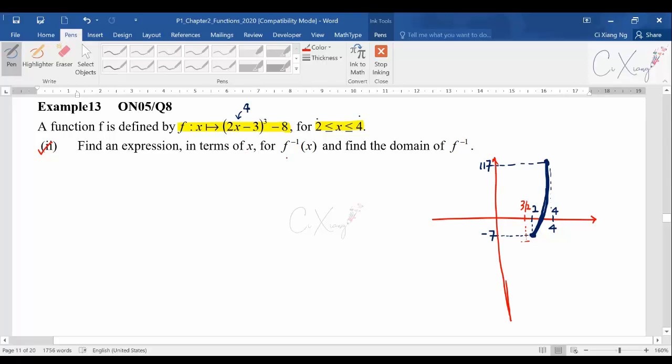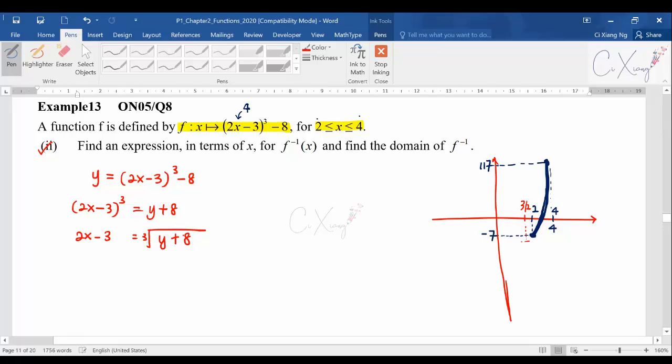When they want to find the f inverse of x, how can I find it out? For a cubic equation, there's nothing special. You just let y equals 2x minus 3 power 3 minus 8. You try to rephrase everything to become x equals something in terms of y. So I bring the 8 over. And after that, I need to take a cube root. So cube root means like this.